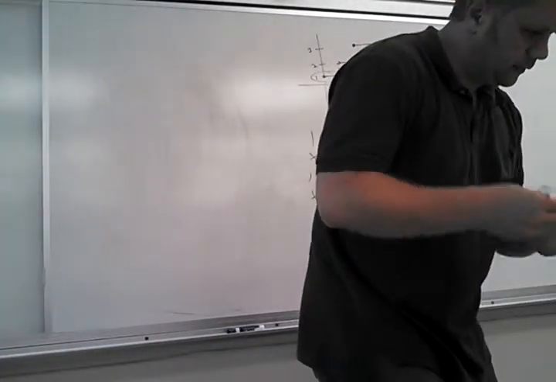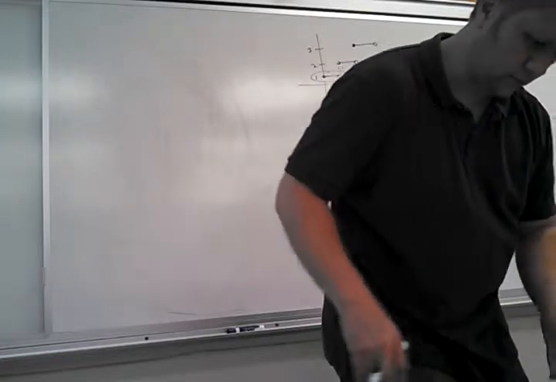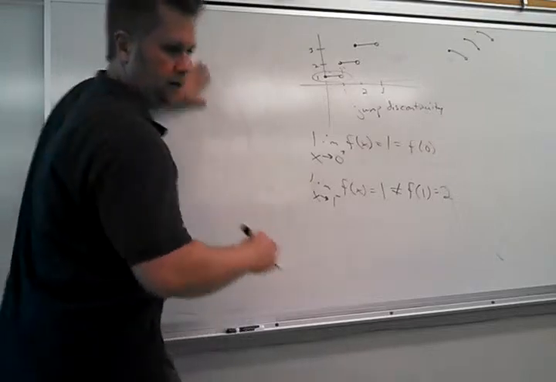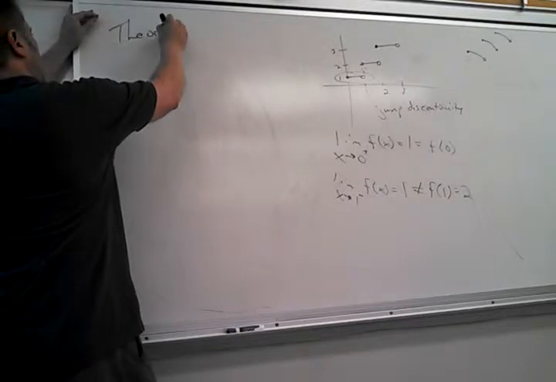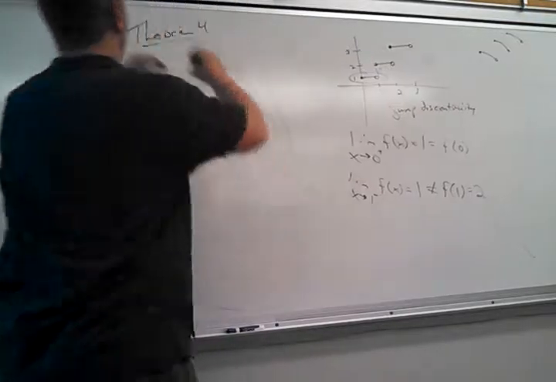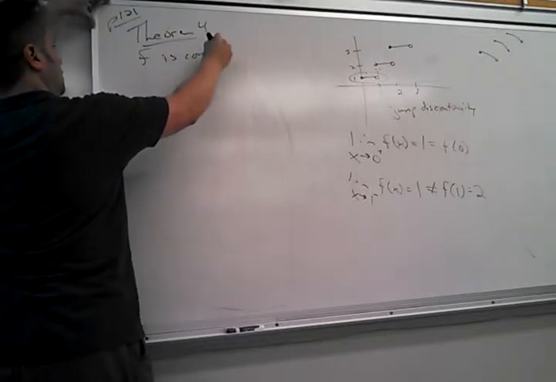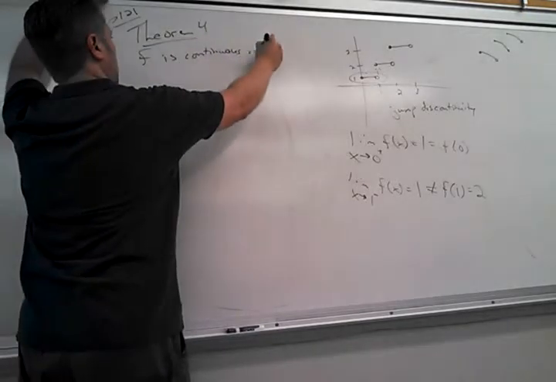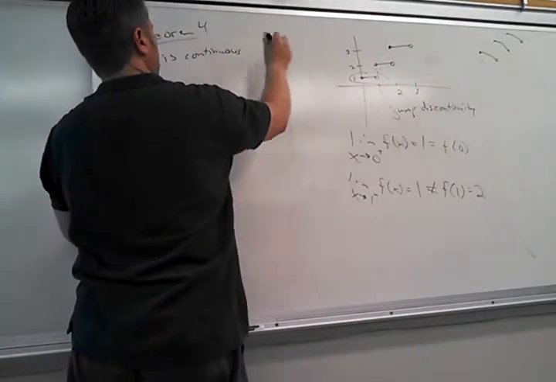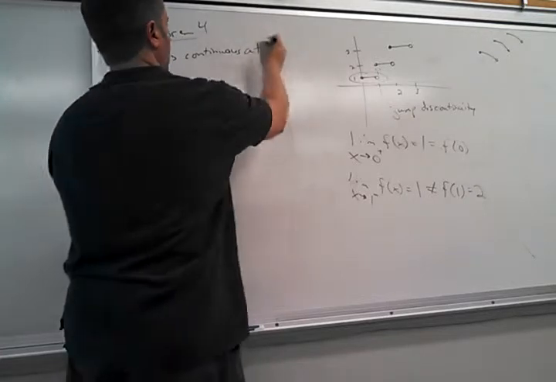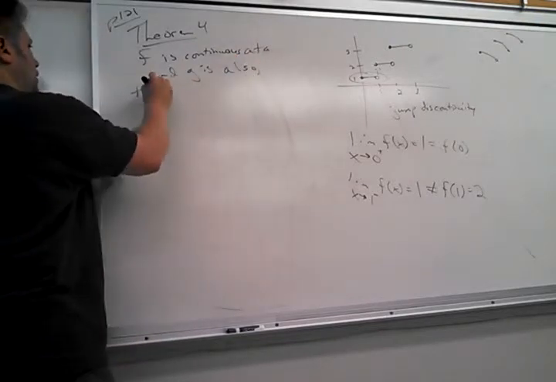Okay, then we have this. So the next theorem, real quick. This is theorem 4 on page 121. If f is continuous at a, really near a, and g is continuous near a, then all these things are true.